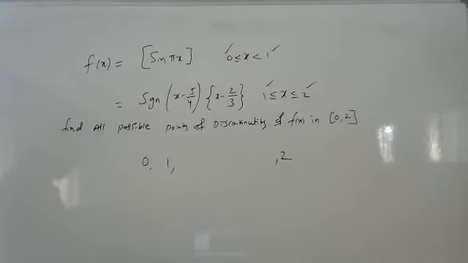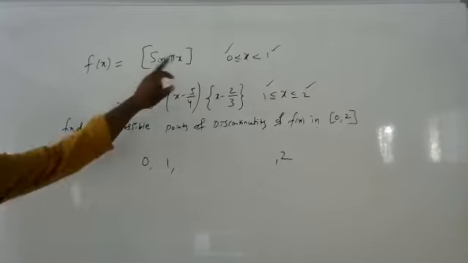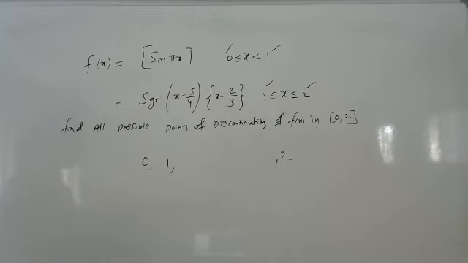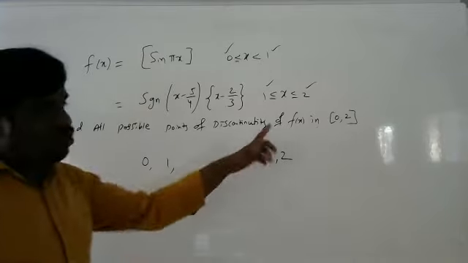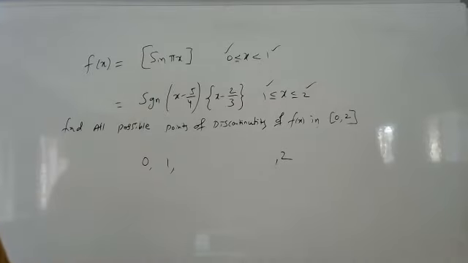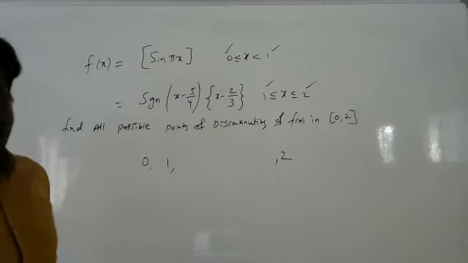And the next one is sin x greatest integer, meaning when it becomes an integer. 0 to 2 means 2 radians. How much is 2 radians? 1 radian is how much? 57 degrees. Okay, so 2 radians is about 114 degrees.